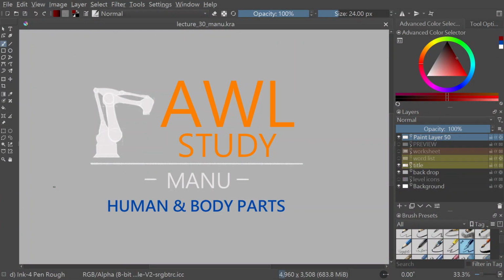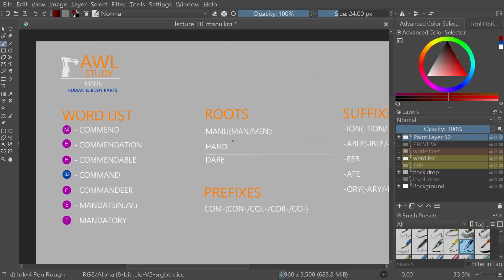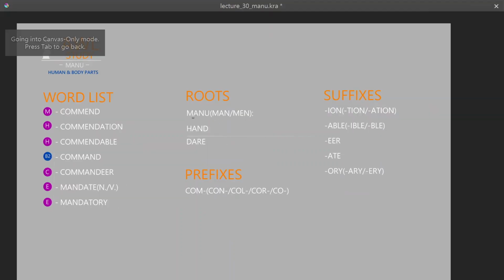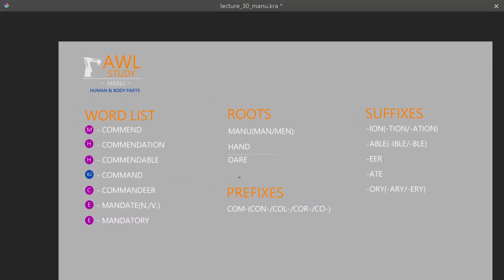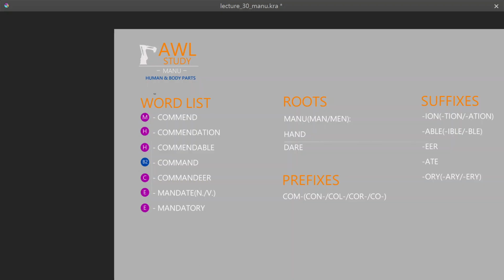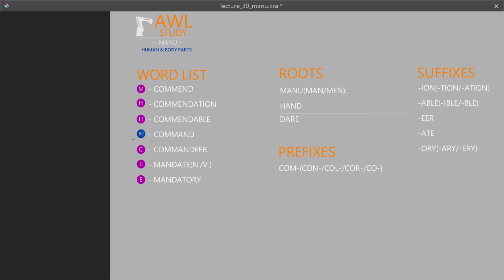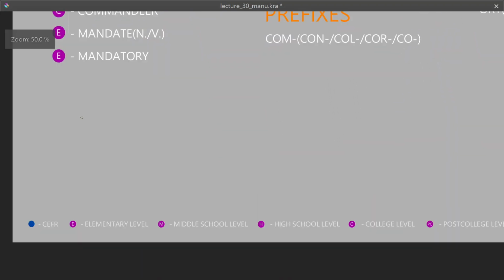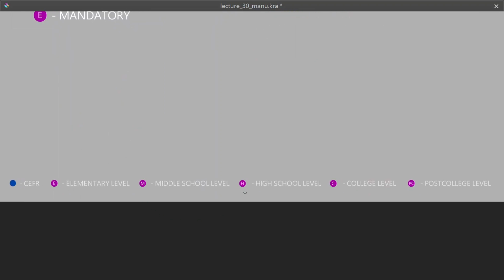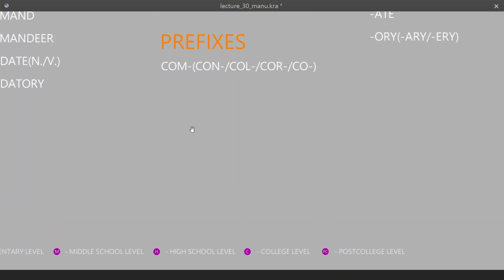This is Frog speaking. Right now we have some words that share the root manu or man, meaning hand. And we have some prefixes and suffixes that are combined with these roots to form these words. They are labeled with either CEFR levels, B2 in this case, and Journal Academy levels, namely elementary level, middle school level, high school level, college level, and post-college level.